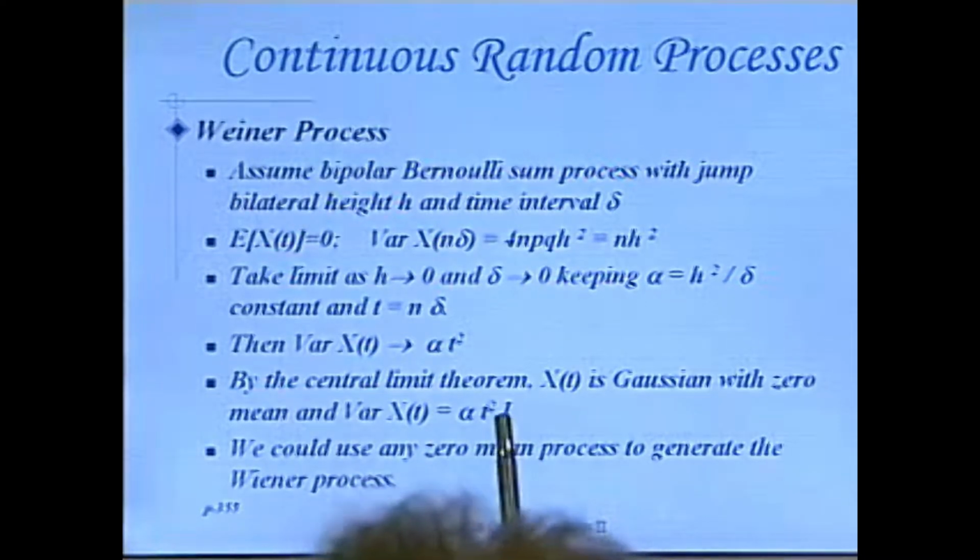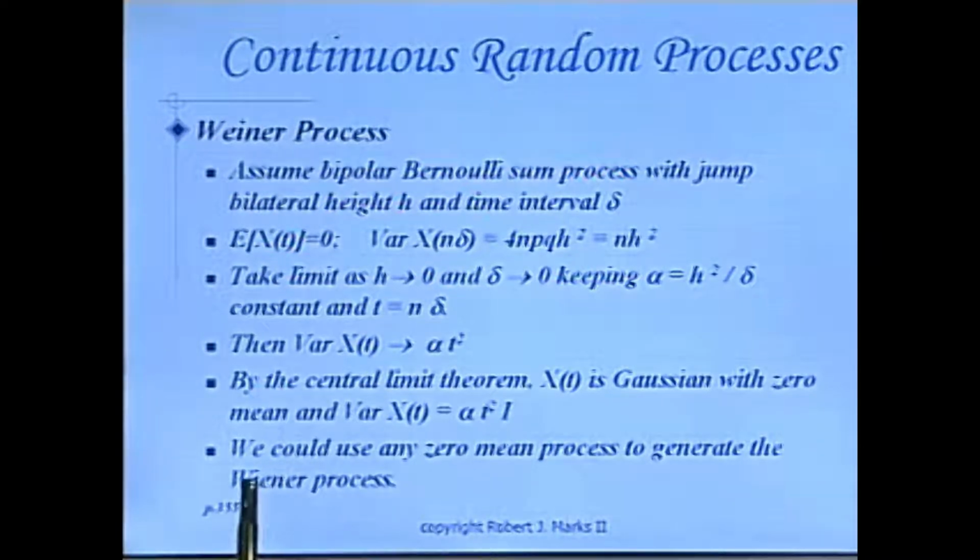Variance of t squared. Now, the interesting thing is we could use any 0 mean process to generate the Wiener process.